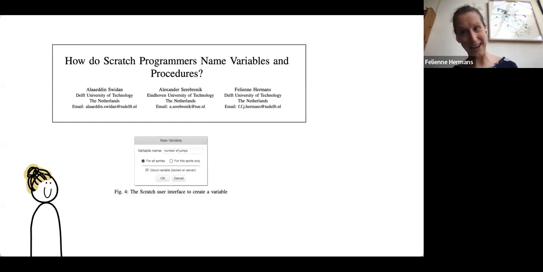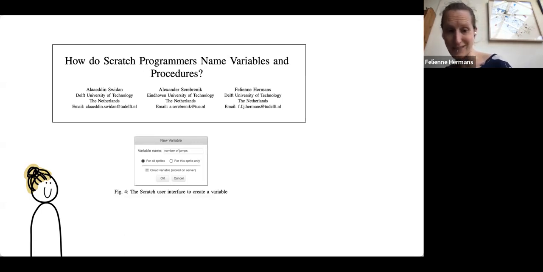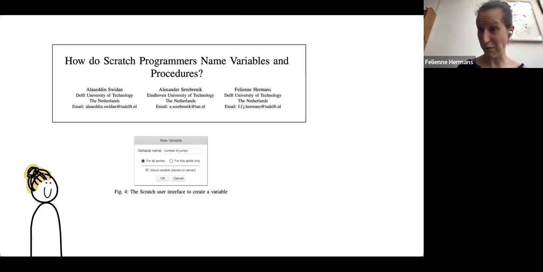And just to show you an interesting piece of PL design, Scratch allows you to use spaces in variable names. So you see here, you create a variable with a little pop-up, and you see that the name of this variable has spaces in it. So it's number space of space jumps. This is, of course, an interesting choice because most textual languages will not allow you to actually put spaces in variable names for very obvious reasons.